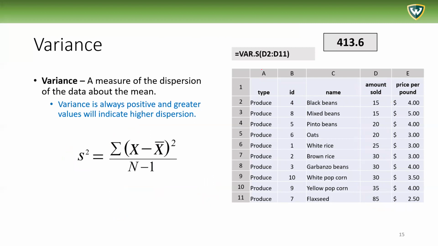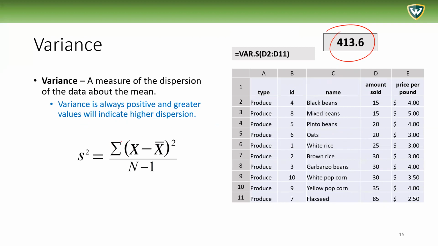And in this case here, the variance is going to be, you can calculate it in Excel, and you can calculate it in R, 413. Variance is always positive, and greater values will indicate higher dispersion. So the higher the variance, the higher the dispersion.